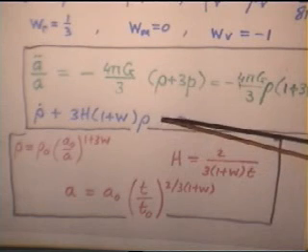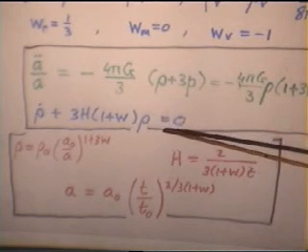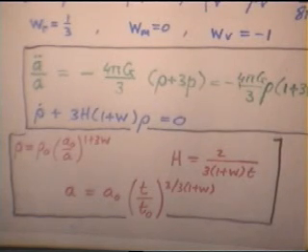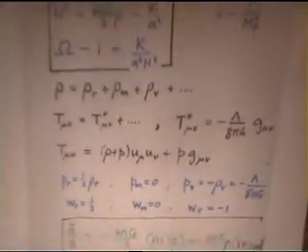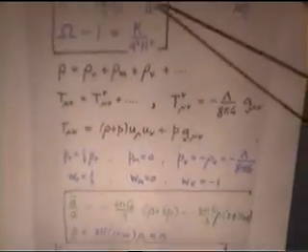The energy conservation equation is something you're also familiar with, and of course you know that if you take the Friedmann equation and the energy conservation equation, you can derive the acceleration equation. So these three equations, these two plus that one, are not independent. There's two independent equations.